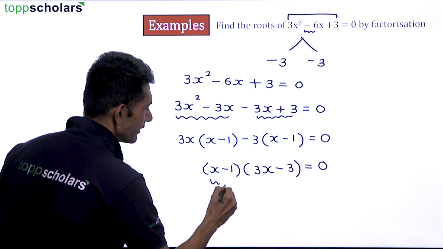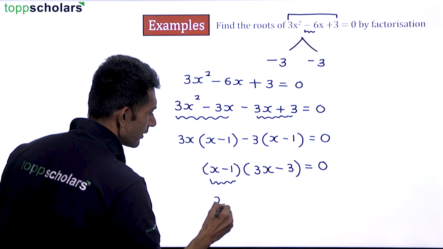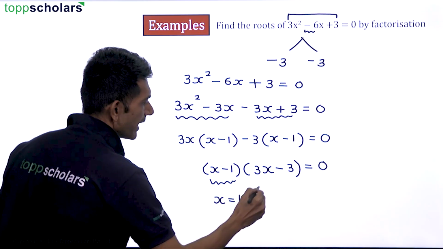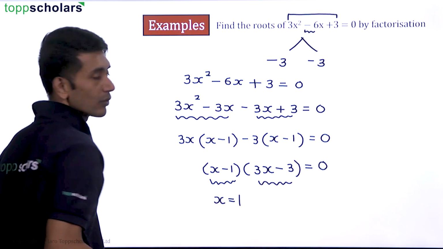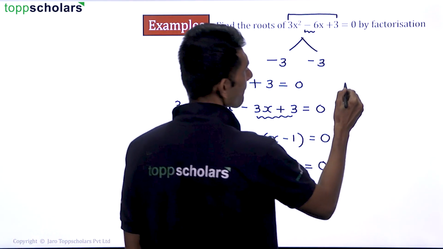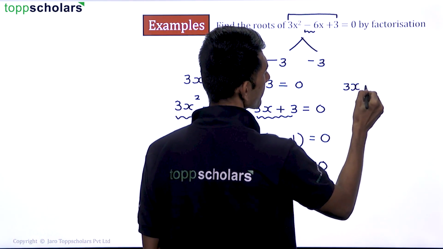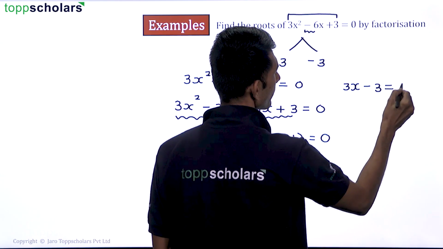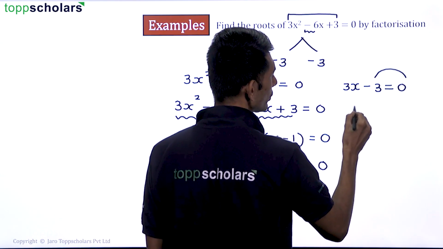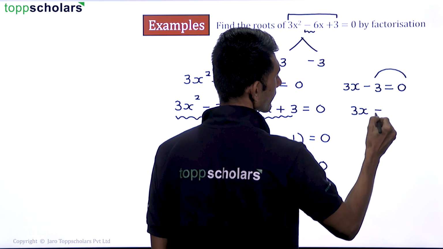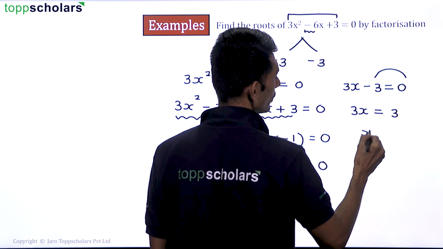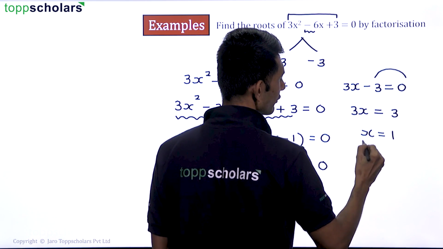So if x minus 1 is equal to 0, can I say x is equal to 1? And if 3x minus 3 is equal to 0, what will happen? Let us check. From here 3x will be equal to 3 and x will be equal to 3 by 3. So can I say x will be equal to 1?